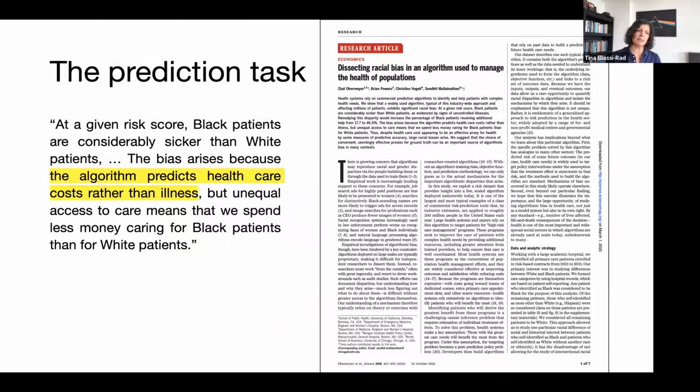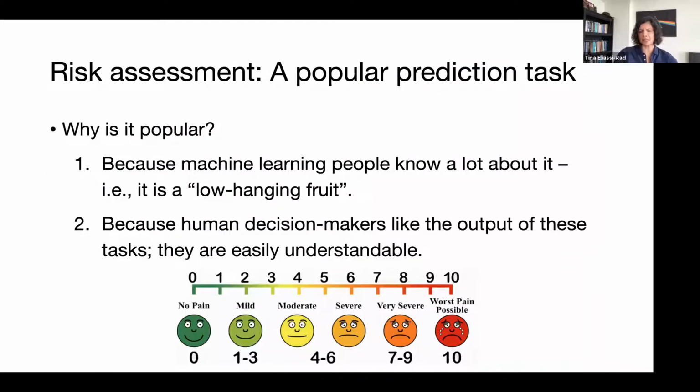What they did was, as opposed to predicting for the illness, they predicted for healthcare costs because it's easier. And of course, we know that healthcare costs are not the same in our society. The privileged have more access than not. And so for a given risk score, they found that Black patients are considerably sicker than white patients. And this gets us to the task of risk assessments. Everybody seems to like risk assessments, machine learning people in particular, because risk assessment is our bread and butter, right? If it's up or down, it's just classification, it's binary.